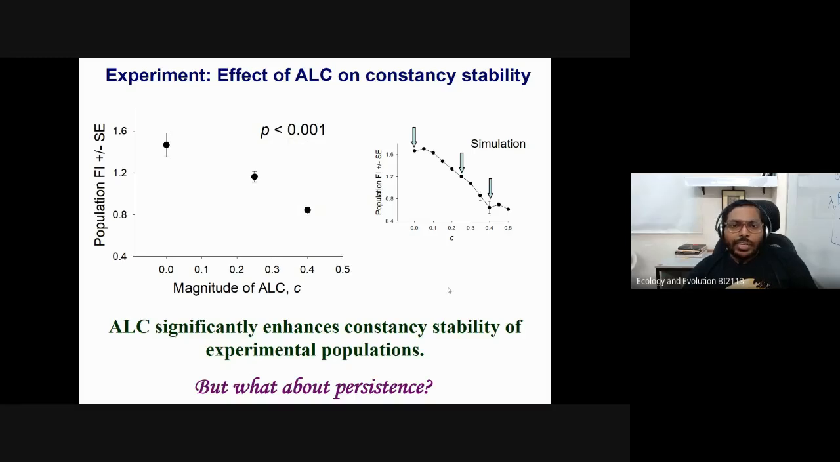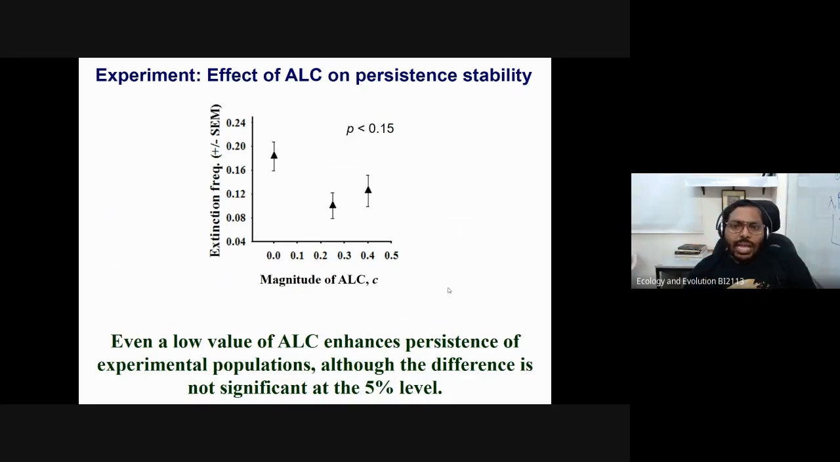So what happens to persistence? Remember, persistence is frequency of extinctions. It turns out that ALC does have an effect on persistence stability, but the effect is essentially when you go from control to lower or higher. These two are not different amongst each other, and frankly speaking, if you do a statistical analysis, this result is not significant, which essentially means that although we are able to see something, you can't say much given how much noise is around the extinction values to begin with.